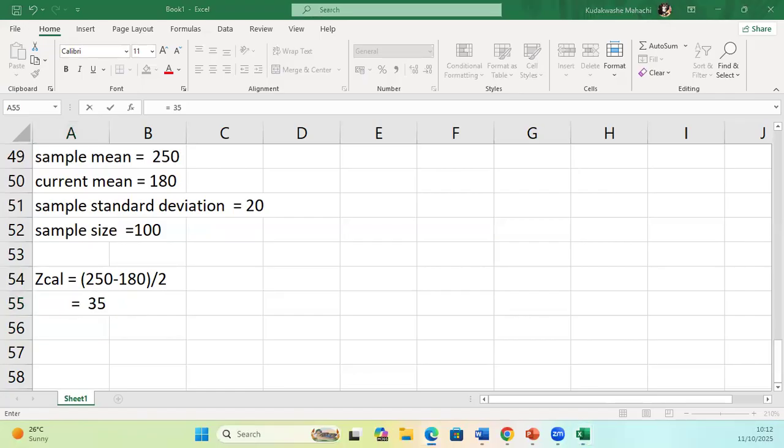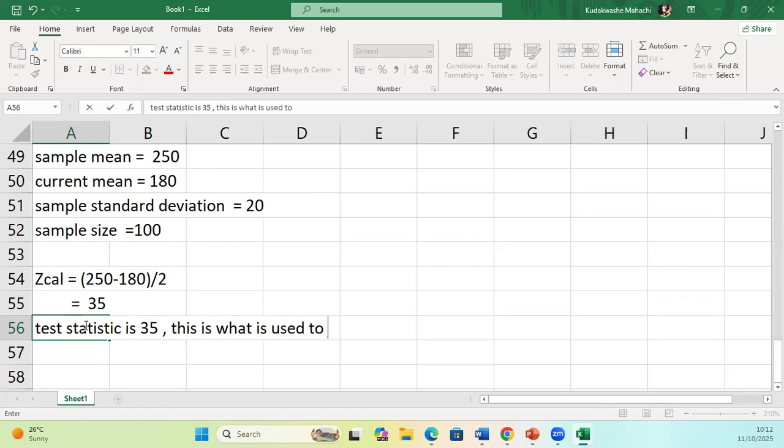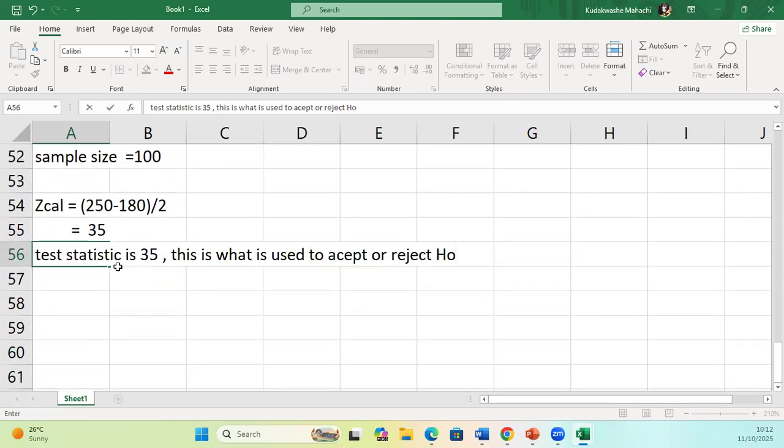So we have obtained 35. That's our test statistic. The test statistic is 35. This is what we will use to accept or reject H naught. Let's move on. Step number 4 has been done.